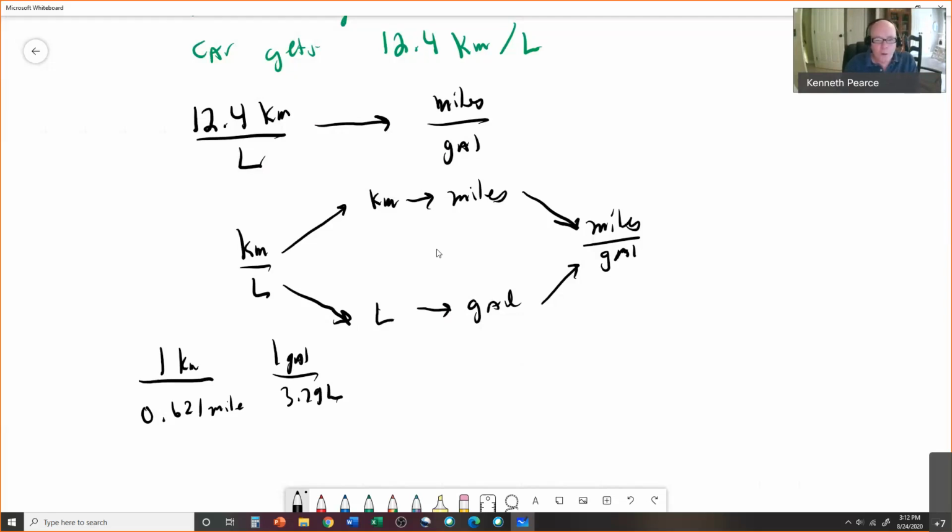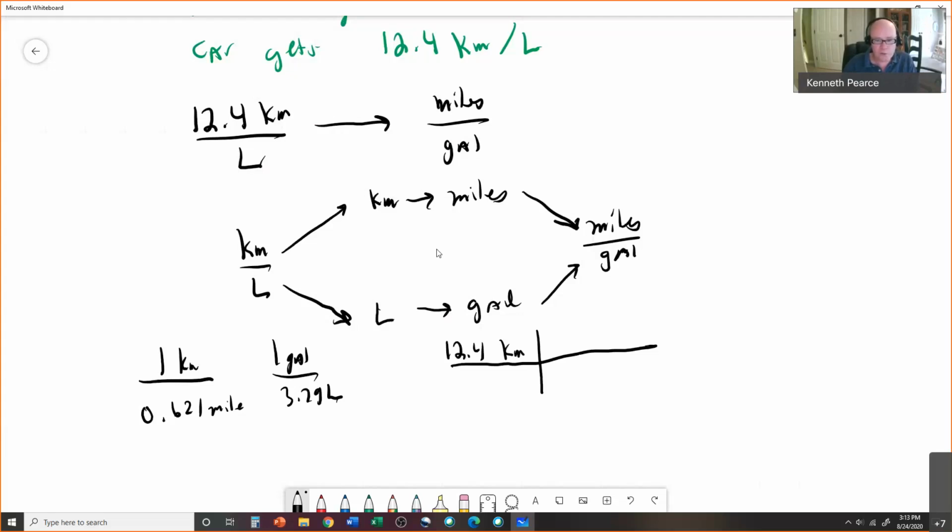And so let's do kilometers to miles. I'm going to draw a line, and another line. Don't need to make it very long in this case. And my measured number is 12.4 kilometers.